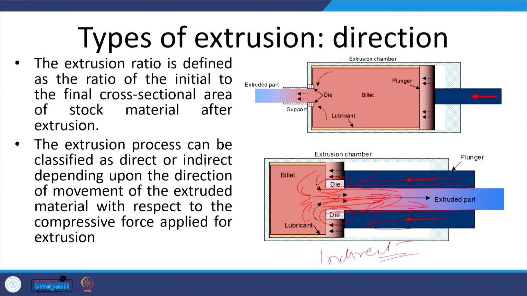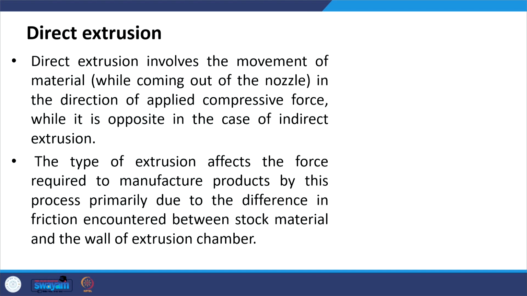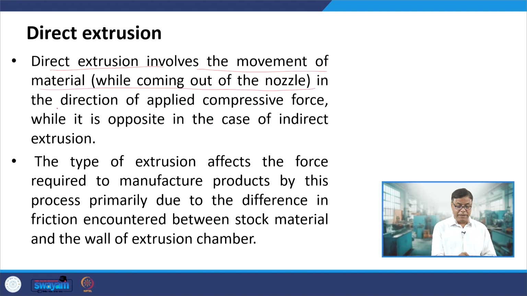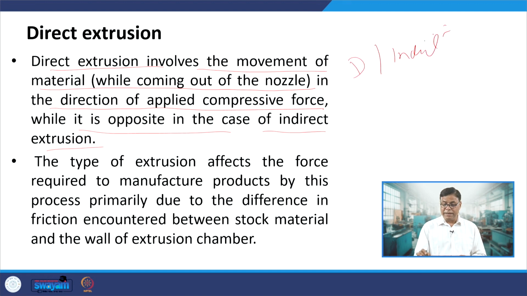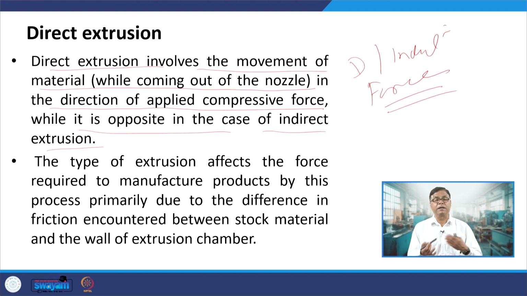So, extrusion processes can be classified as direct or indirect extrusion depending upon the direction of movement of the extruded material with respect to the application of the compressive force. Direct extrusion involves the movement of the material, while coming out of the nozzle, in the direction of the applied compressive force, while it is opposite in the case of indirect extrusion. The type of extrusion, whether direct or indirect, affects the force required. Direct extrusion requires higher force as compared to indirect extrusion.